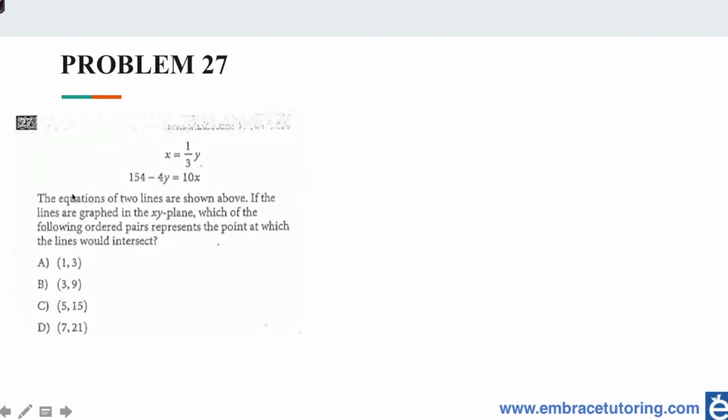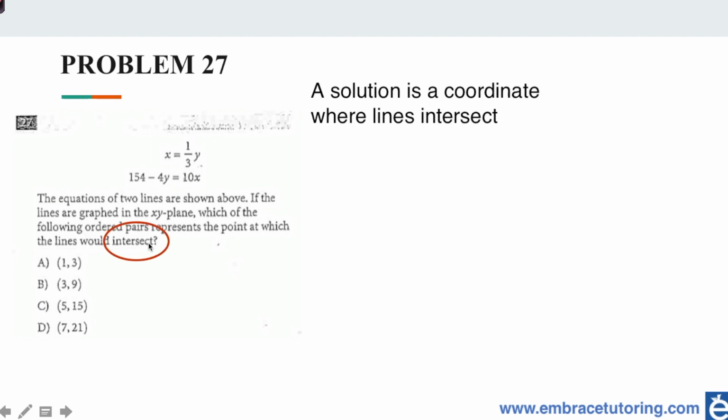Problem 27 states, the equations of two lines are shown above. If the lines are graphed in the xy plane, which of the following ordered pairs represents the point at which the lines would intersect? Now, quick note, a solution is a coordinate where the lines would actually intersect. So the x's and the y's would be the same for both. And that's what we're looking for. We're looking for a coordinate or a place where the x's will be equivalent and the y's will be equivalent.